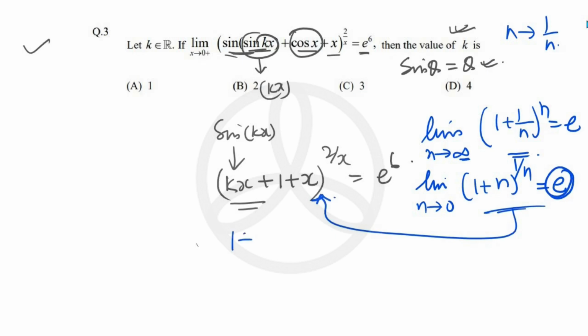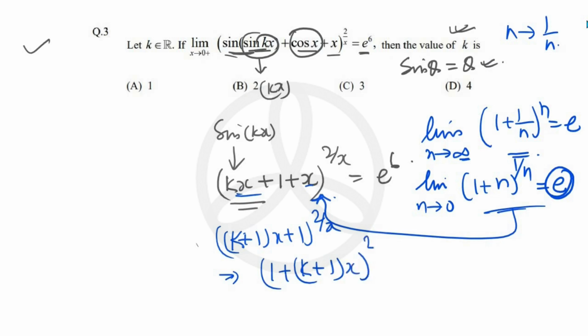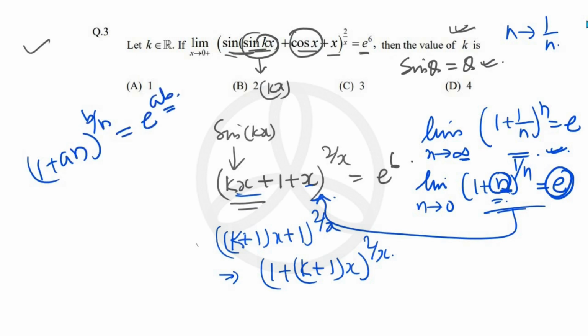This kx plus x we can write as (k plus 1)x plus 1 over x, or we can write 1 plus (k plus 1)x over x. In this case, friends, if you go a little deeper into this, we find that if there is a multiple of a n right here, and then this is b/n, we actually get e to the power ab. Exactly the same formula we will apply here.